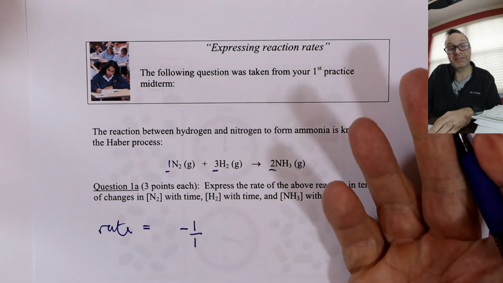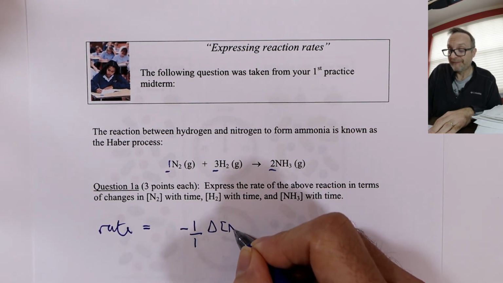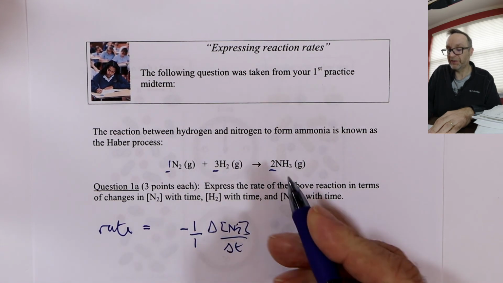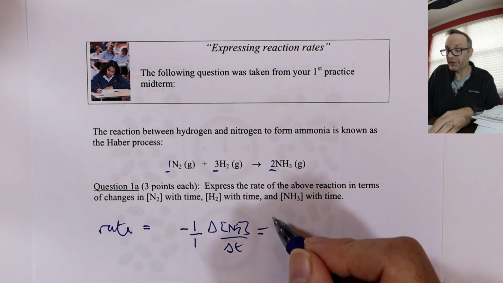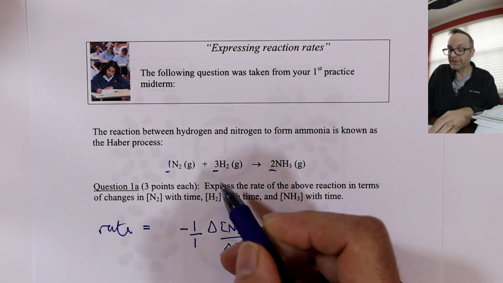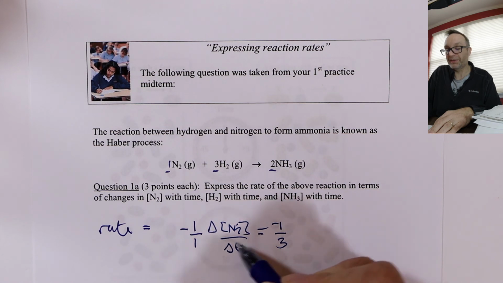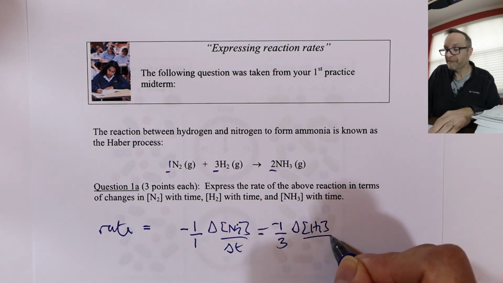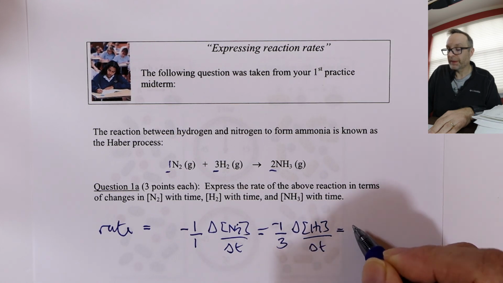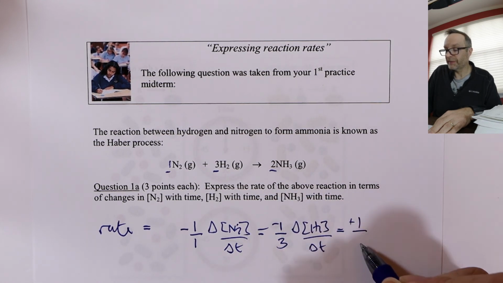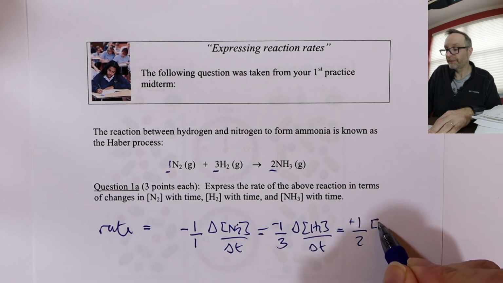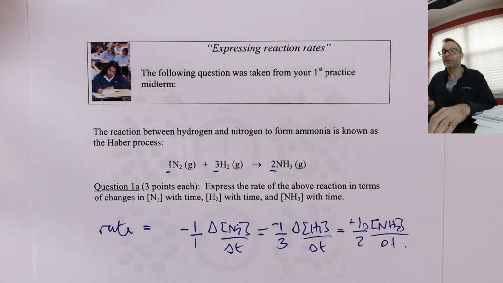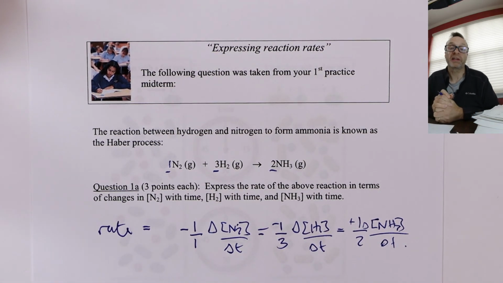If you just left it, it'd be fine, right? Minus d[N2]/dt, so there's one of them. Okay, 3 of them here, which equals minus 1 over 3, because it's a reactant going away. And if you don't include the signs and everything, it's not going to be right, is it? And that's going to be plus, and there's 2 of them. There it is, right? So that's in terms of all 3.